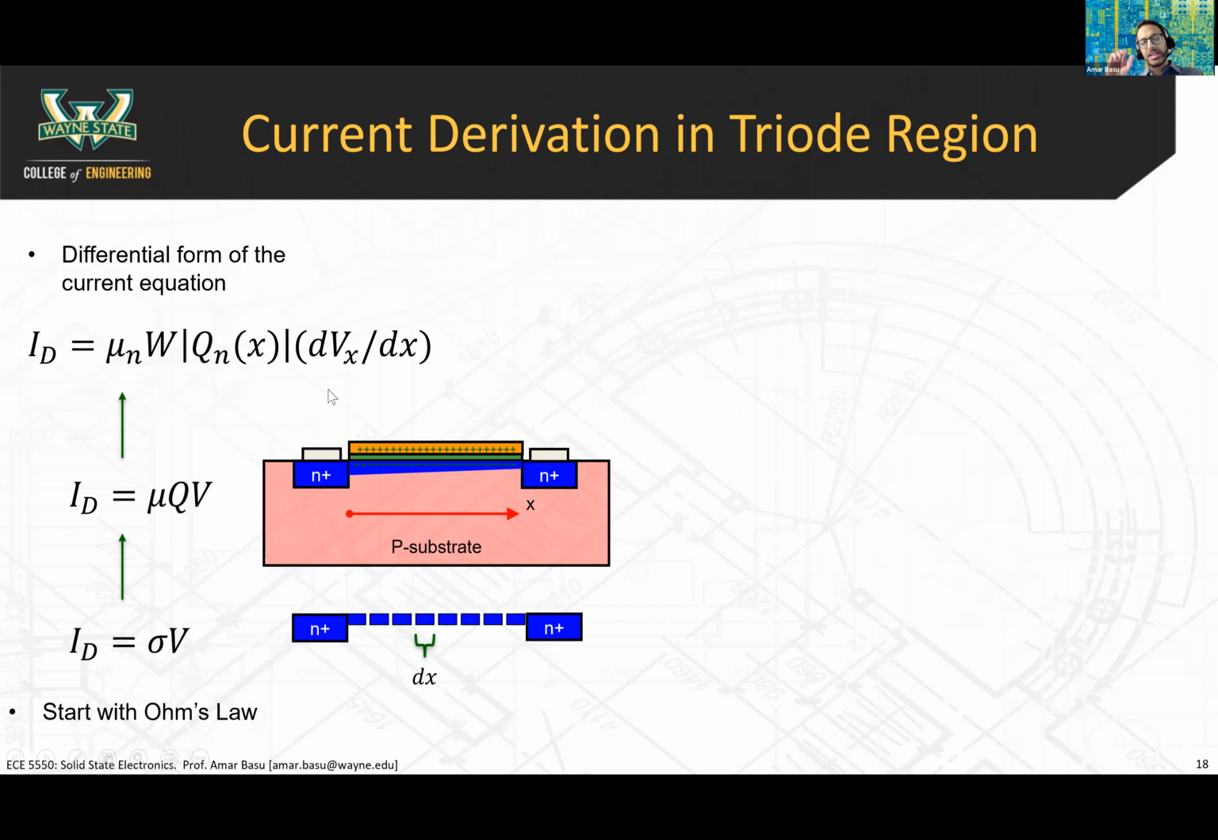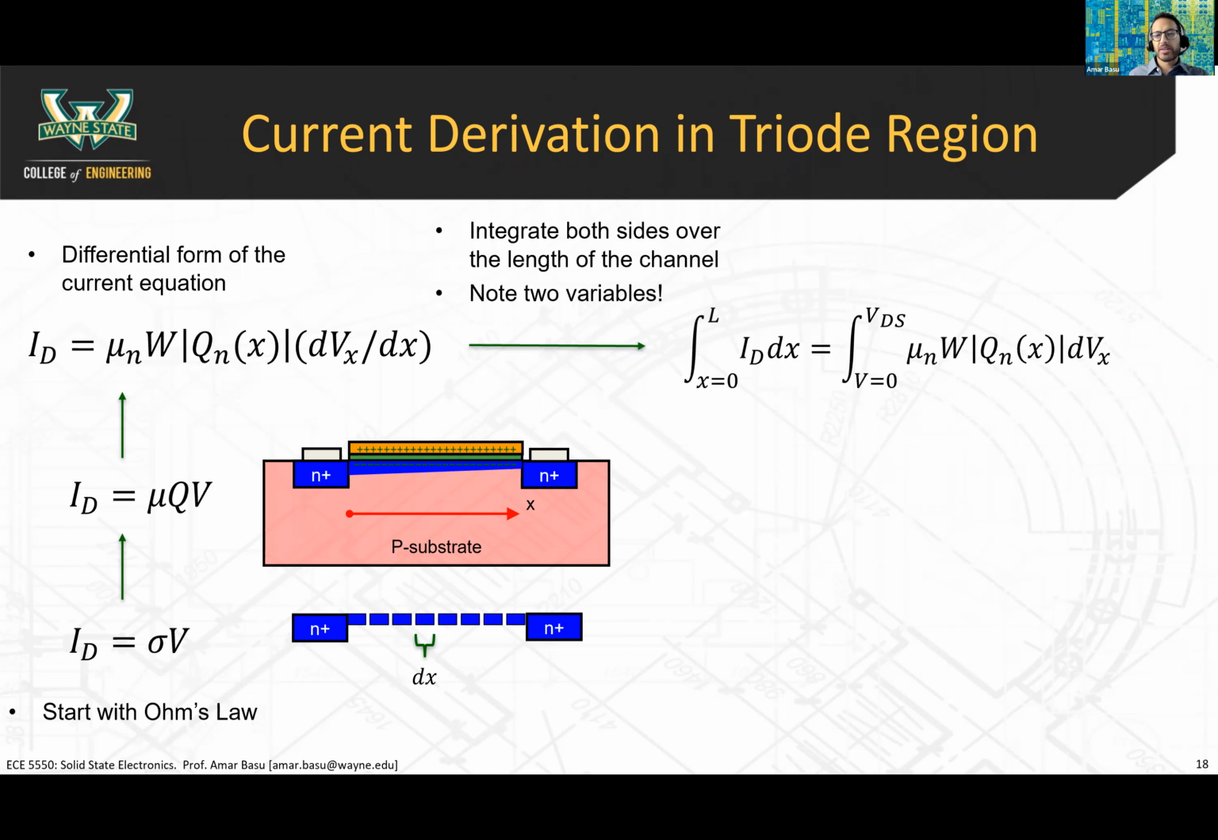So that's kind of the intuition part. That's the engineering part of things. The rest is just math. And we're obviously not going to focus too much on the math here, but I want you to see a little bit of the tricks that are used. You take the dx and you put it on the left side first. So now you have an equation, I dx is equal to mu n W Qn dV x. The left side has a dx in it. The right has a dV x in it.